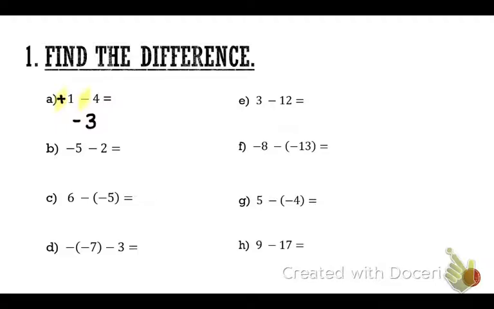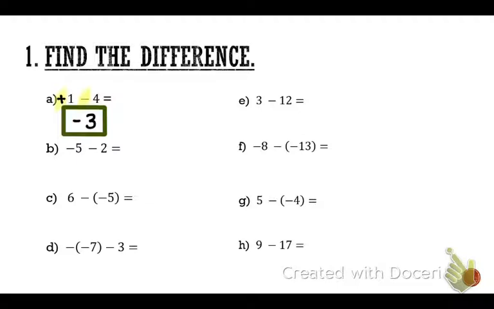She could see that those are two different signs. Same sign, add and keep, different sign, subtract, and take the sign of the larger number. So she did 4 minus 1, which is 3, and she took the negative because it was the larger absolute value. Let's go on to the next one.